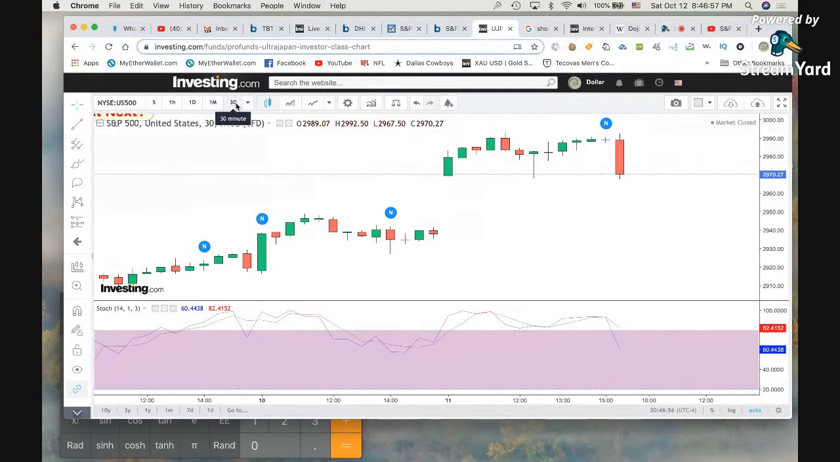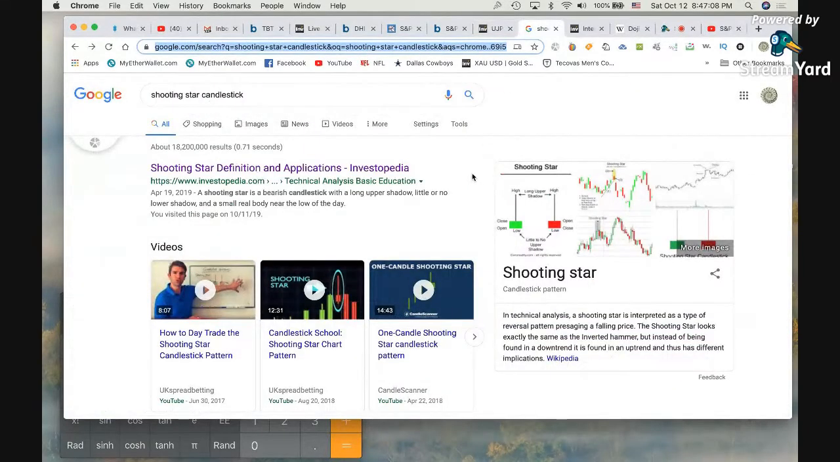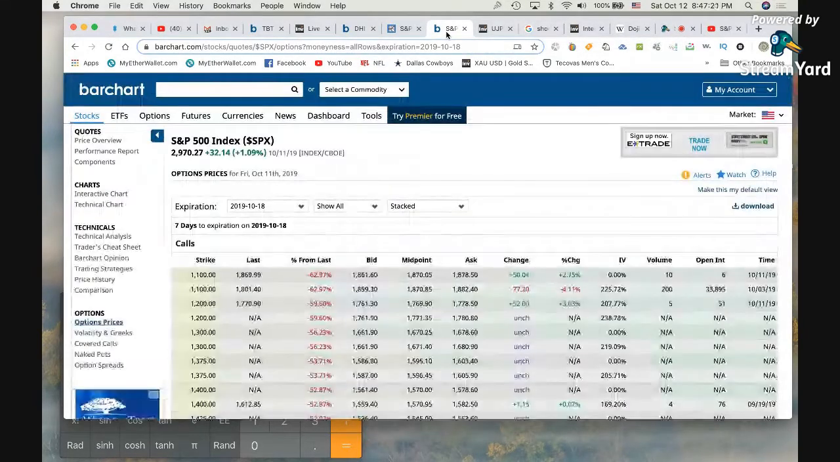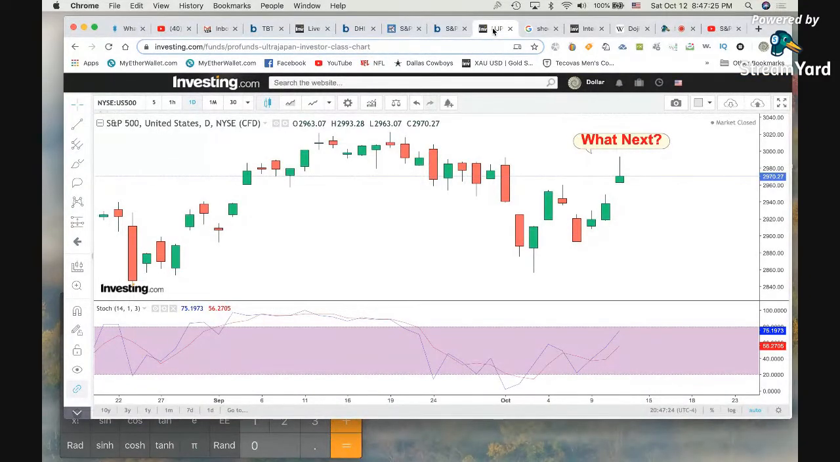This is the S&P 500, and as I said, you also got this shooting star pattern. When you click the link at the top, it shows you what the shooting star is. You can read a little bit. Again, this is a service I provide for the S&P 500, you guys, because the S&P 500 is just too important.